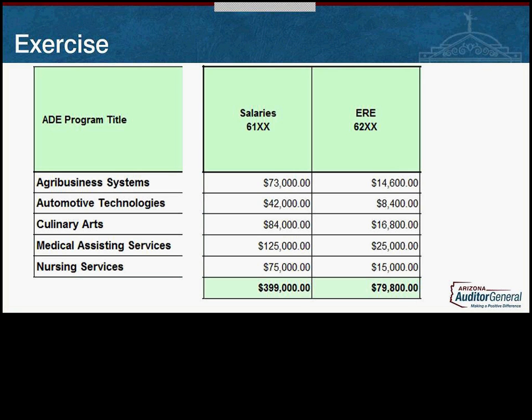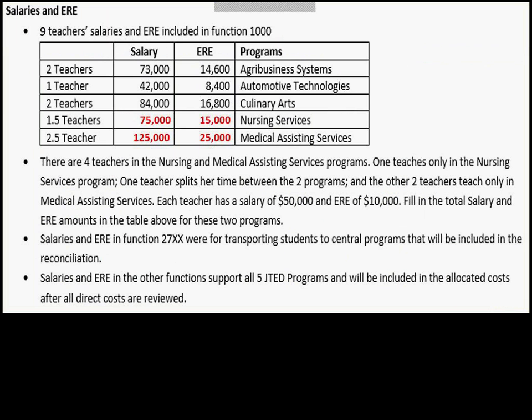We did have a question come in on whether member districts have to report central campus transportation costs, and those will be included in the reconciliation. As I said on the third bullet down here, salaries and ERE in function 2700 that we're saying were for transporting to central programs will be included on the reconciliation on the top right of the green form in just a few minutes when we get to that portion. Good question.